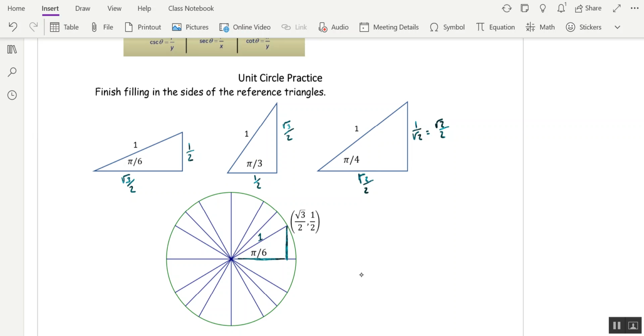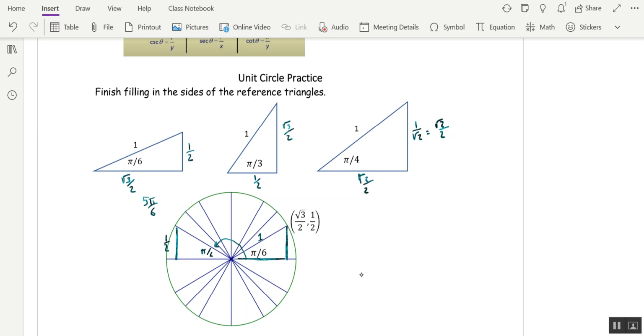And then if I come over here to 5 pi over 4, sorry, not 5 pi over 4, 5 pi over 6, this is the angle 5 pi over 6. The reference triangle is pi over 6. So in here, I have pi over 6. So the opposite side is a half. And the adjacent side is the longer side.